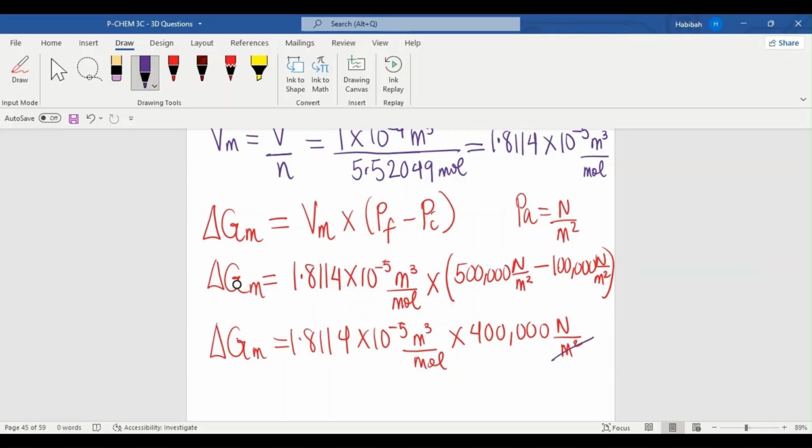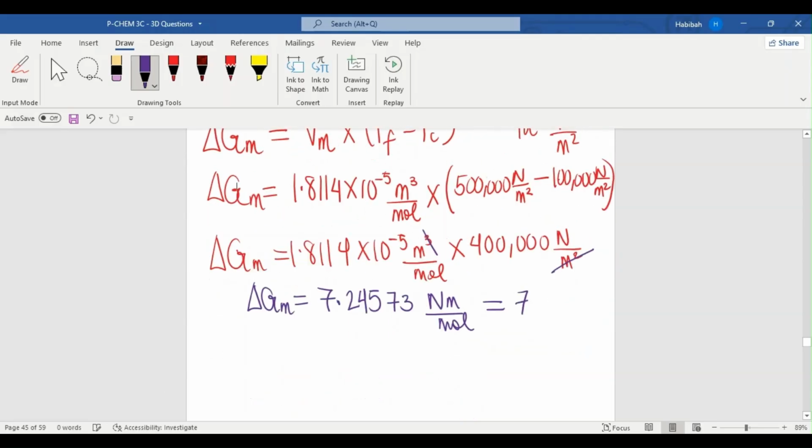Cancel out meter squared, cancel out meter. So you have 400,000 times 1.811 times 10 to the power of negative 5, which would give you 7.2457 3 Newton meter per mole, or you can simply write 7.24573 joule per mole. That's basically the answer.